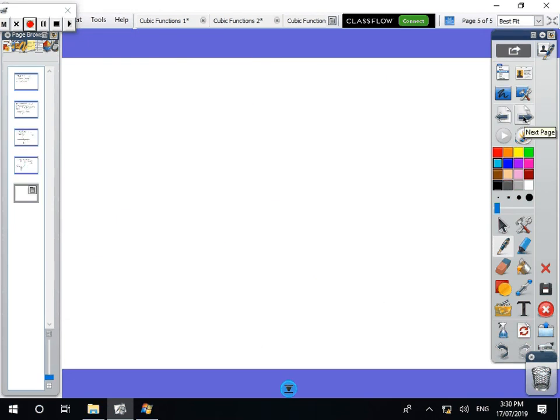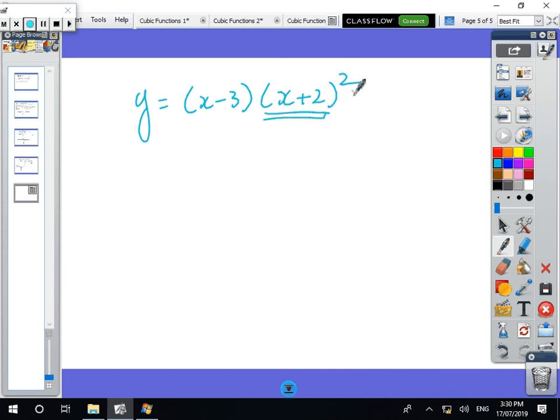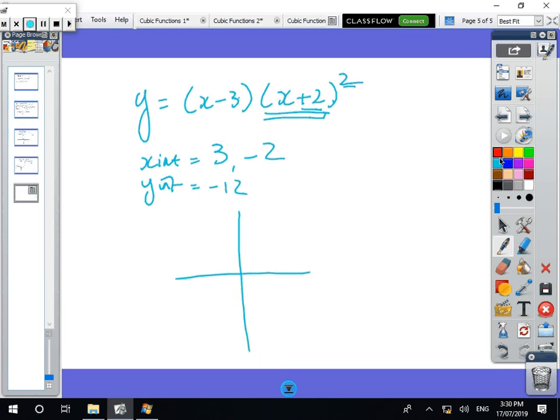All right, so we'll do one more. Okay, so we've got a double at that value there. So the x-intercepts are 3 and minus 2. The y-intercept: 2 squared is 4, 4 times minus 3 is minus 12.